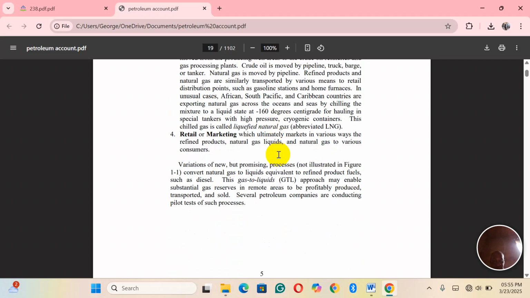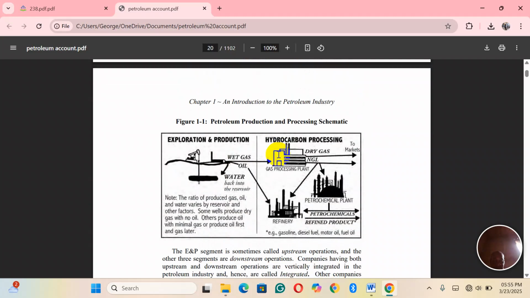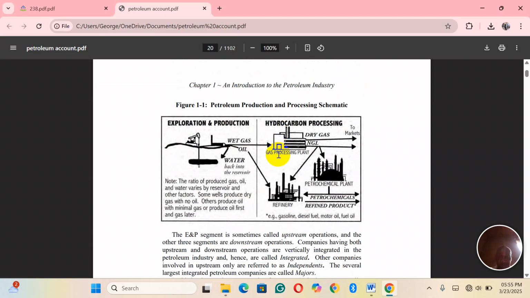So we have variations of new but promising processes not illustrated in this figure. Since it's not illustrated, we need to move on. So we have the petroleum product and process scheme. We have the exploration and production, where we have wet gas, oil, and water back in the reservoir. Note the ratio of production gas, oil, and water varies by reservoir and other factors.